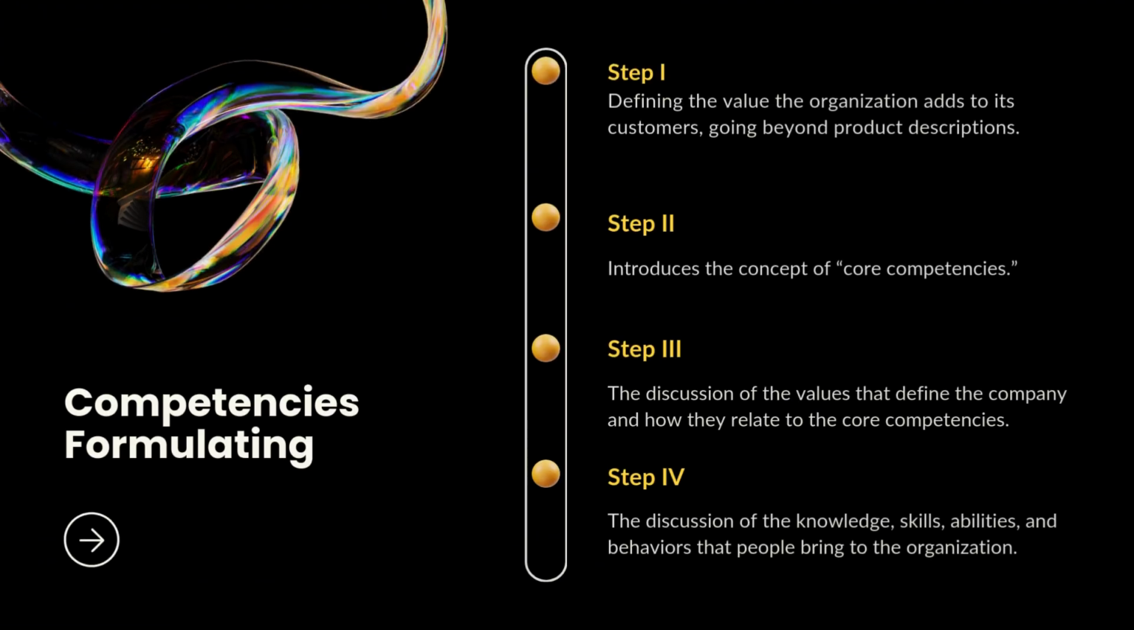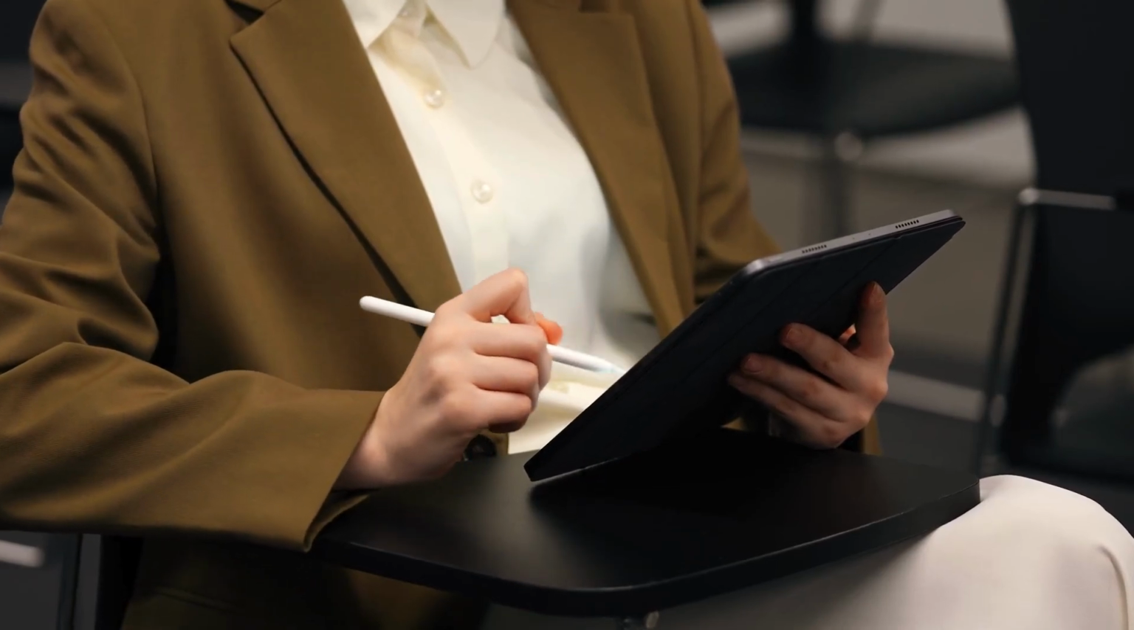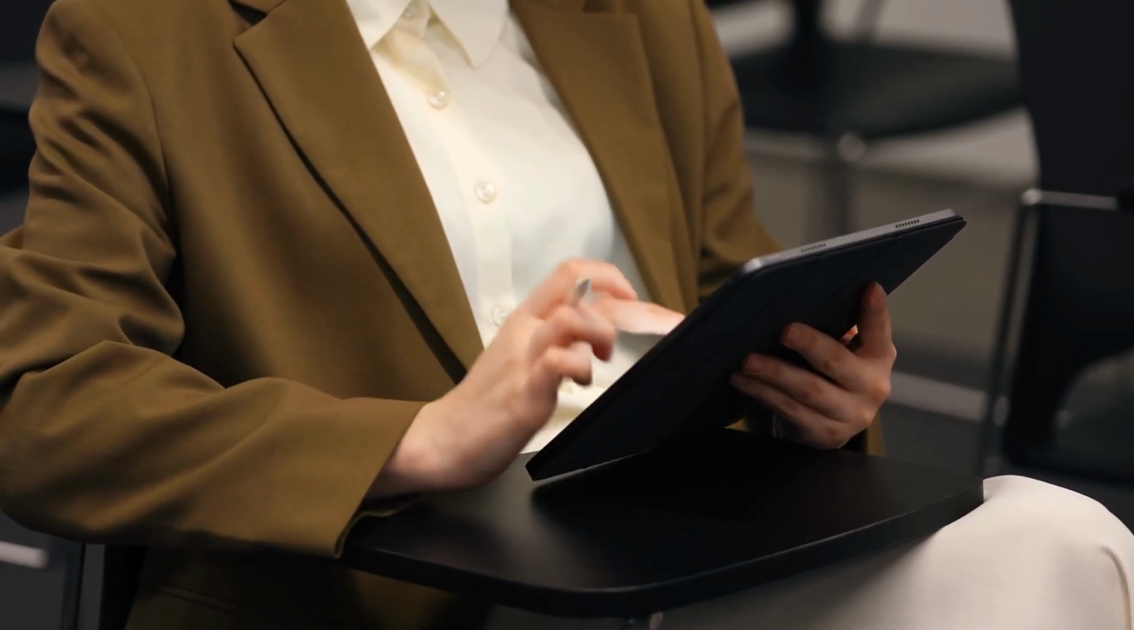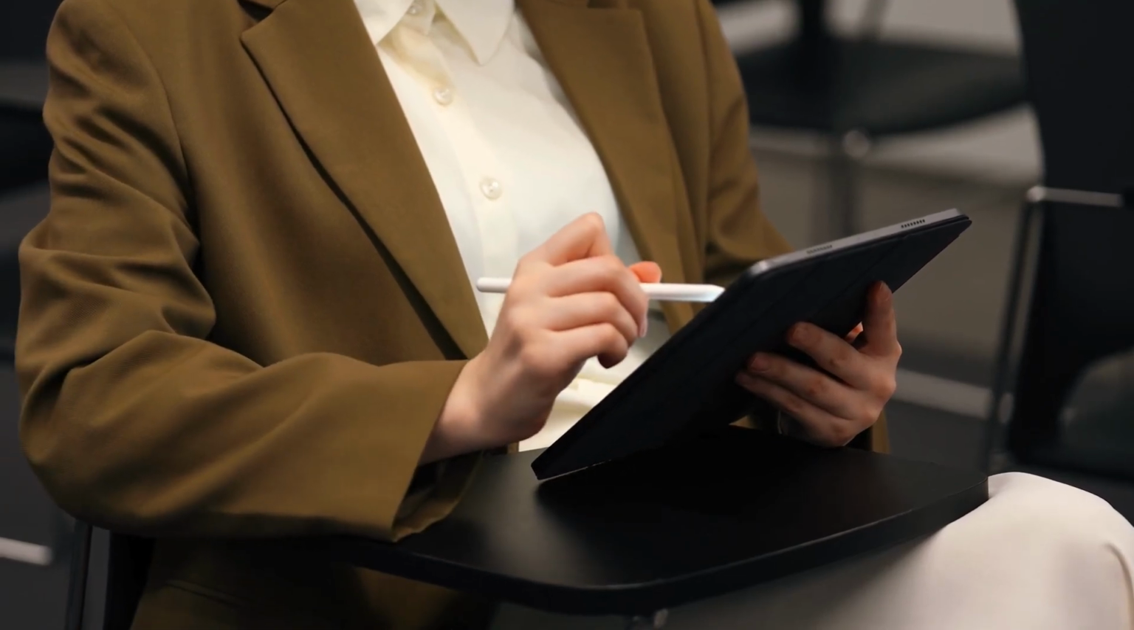Competencies formulating. It is formed by 4 steps. Step 1 involves defining the value the organization adds to its customers, going beyond product description. This step introduces the concept of core competencies, which are the knowledge, skills, abilities, and other characteristics that distinguish the company overall. These attributes can be categorized into customer focus, working to complete tasks, or environmentally friendly materials.